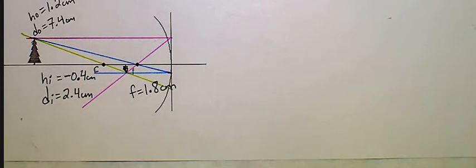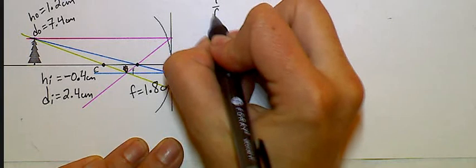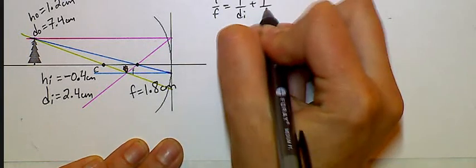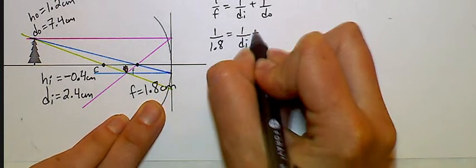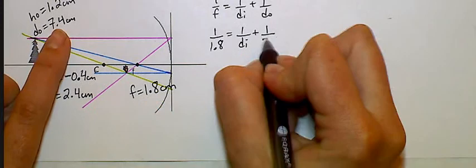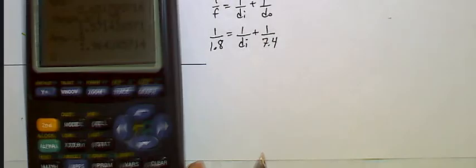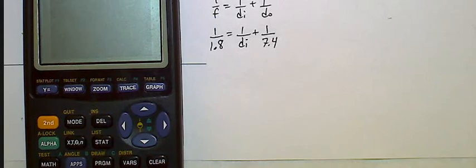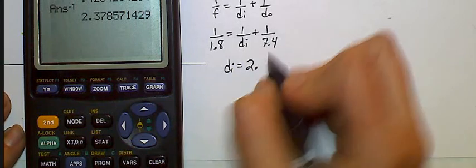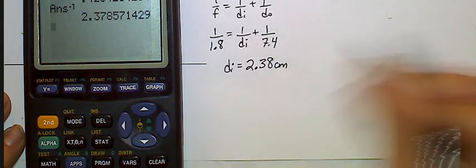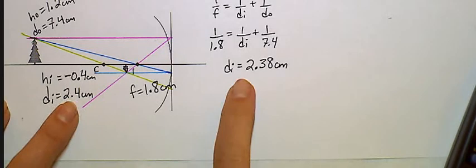Now let's check our math. Hopefully we're going to get numbers that are close to those answers. First equation, 1 over f equals 1 over di plus 1 over do. So 1 over f, which is 1.8, equals 1 over di plus 1 over do, which is 7.4. Set my calculator. 1 over 1.8 minus 1 over 7.4. Make sure you take the inverse of that answer, and DI is 2.38 centimeters. And it's pretty close to what we actually got measured over here.